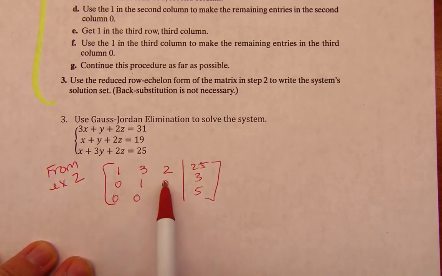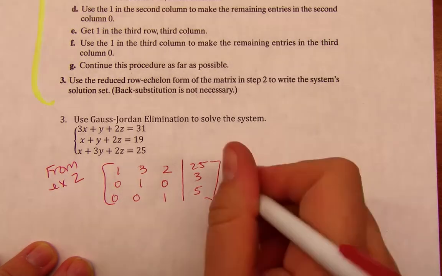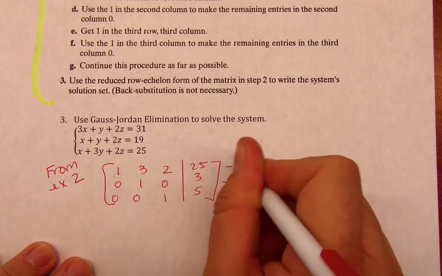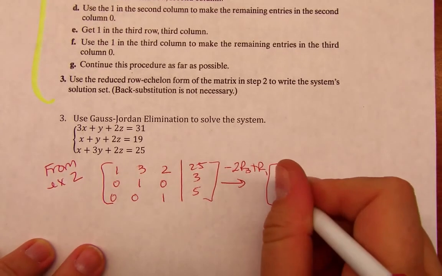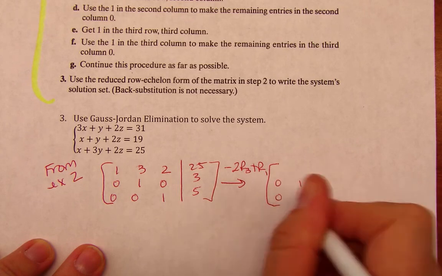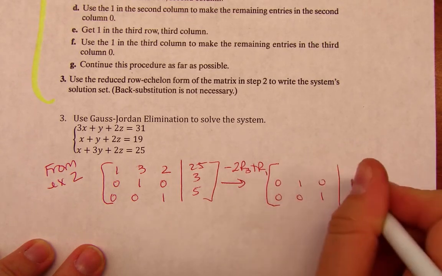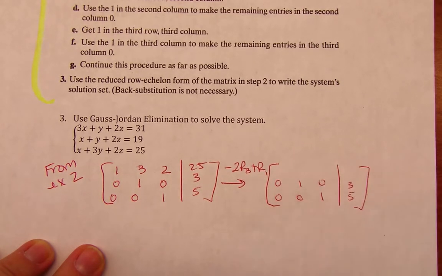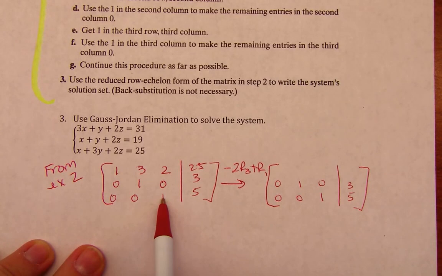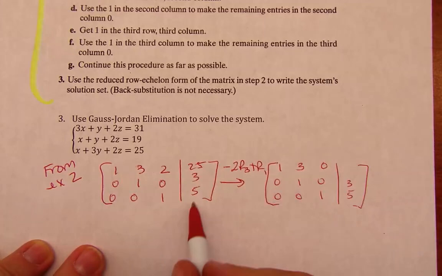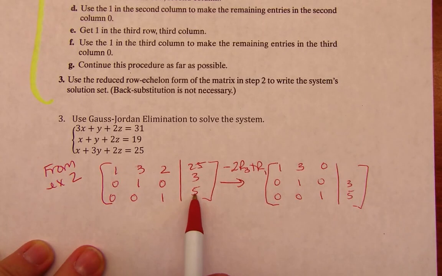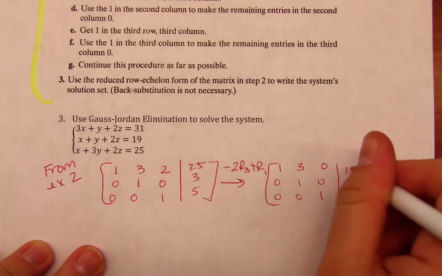And now I just want to get zeros above here. Well, I've already got a 0 here. And now I can multiply -2 times row 3 and add it to row 1. And that doesn't change rows 2 or 3. So -2 times 1 is -2, plus 2 is 0. None of those will affect that. And -2 times 5 is -10, plus 25 is 15.